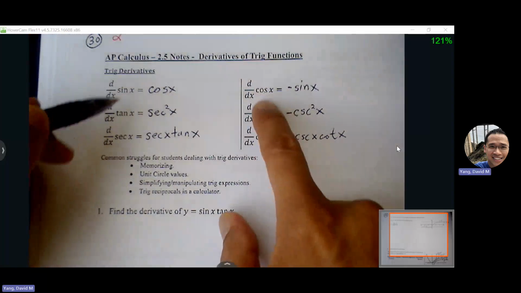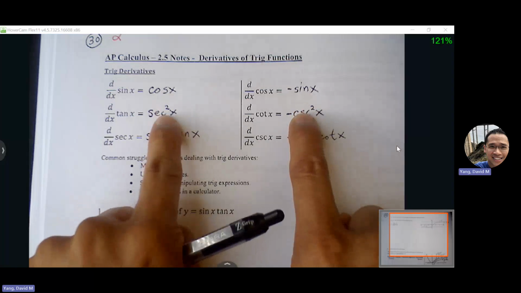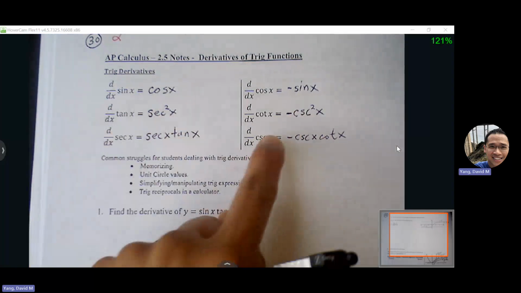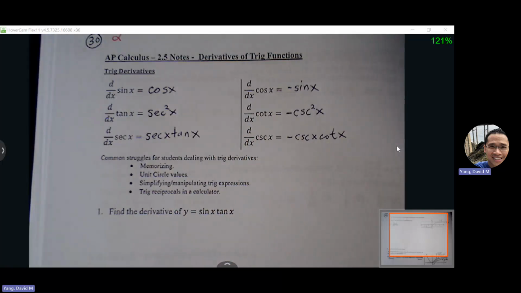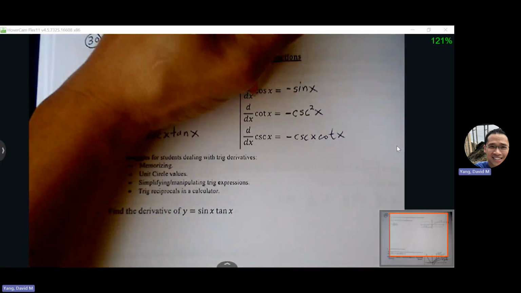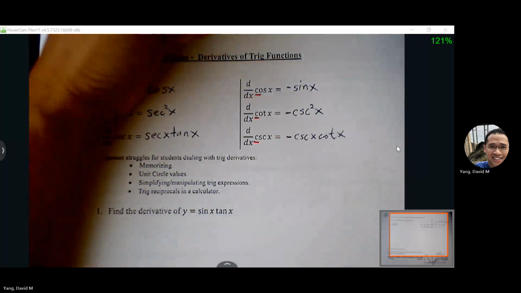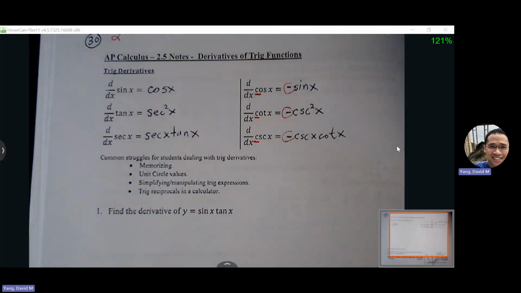So I like to write it out in this form because the ones across from it have a similar pattern. And then tangent and secant involve each other. Cotangent, cosecant involve each other. And then one more thing is all the trig functions that start with c produce what? Negative derivative. So that's a nice pattern there as well.